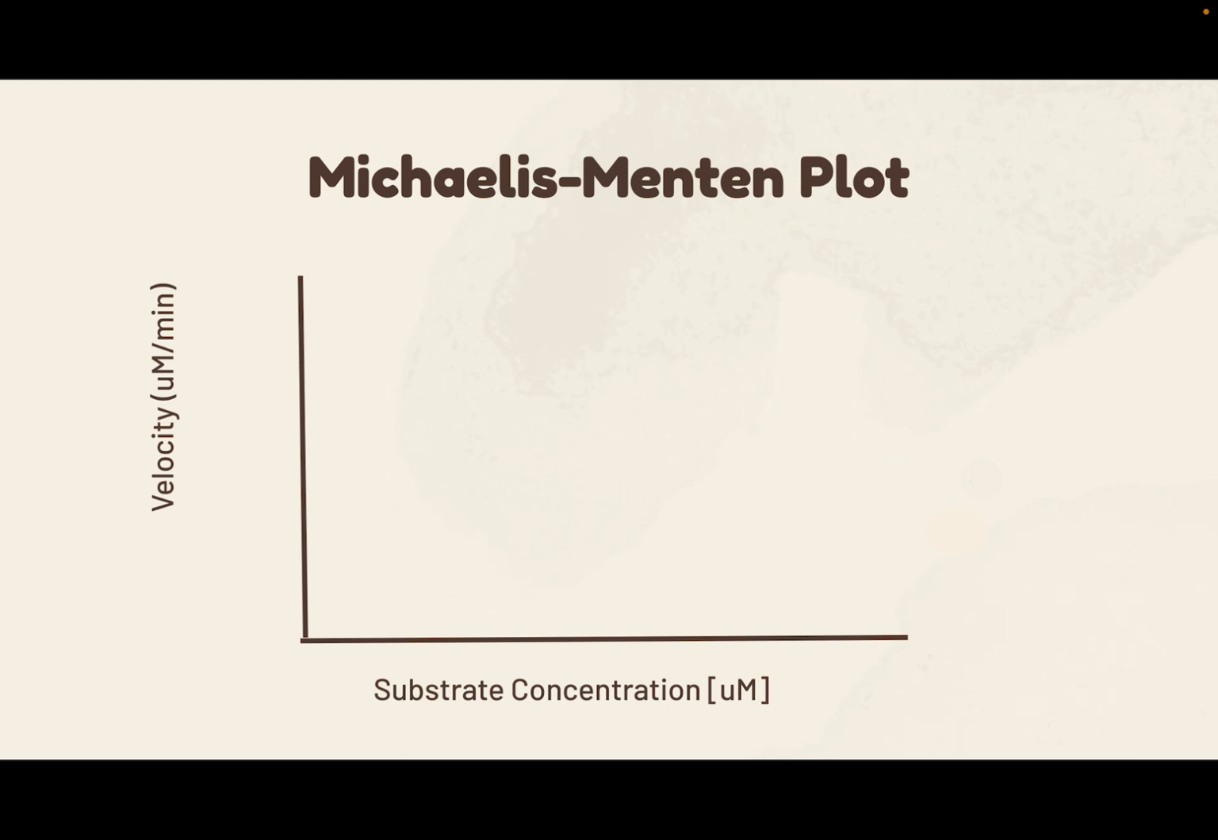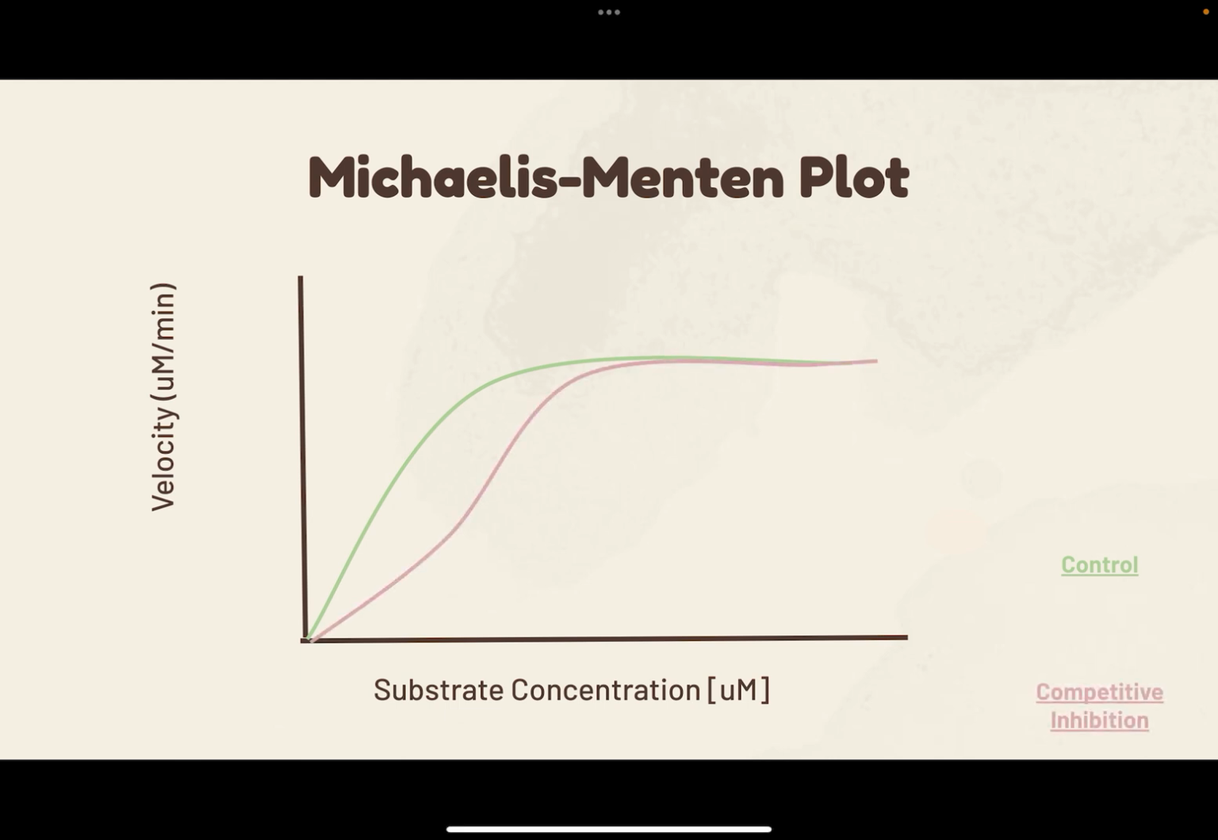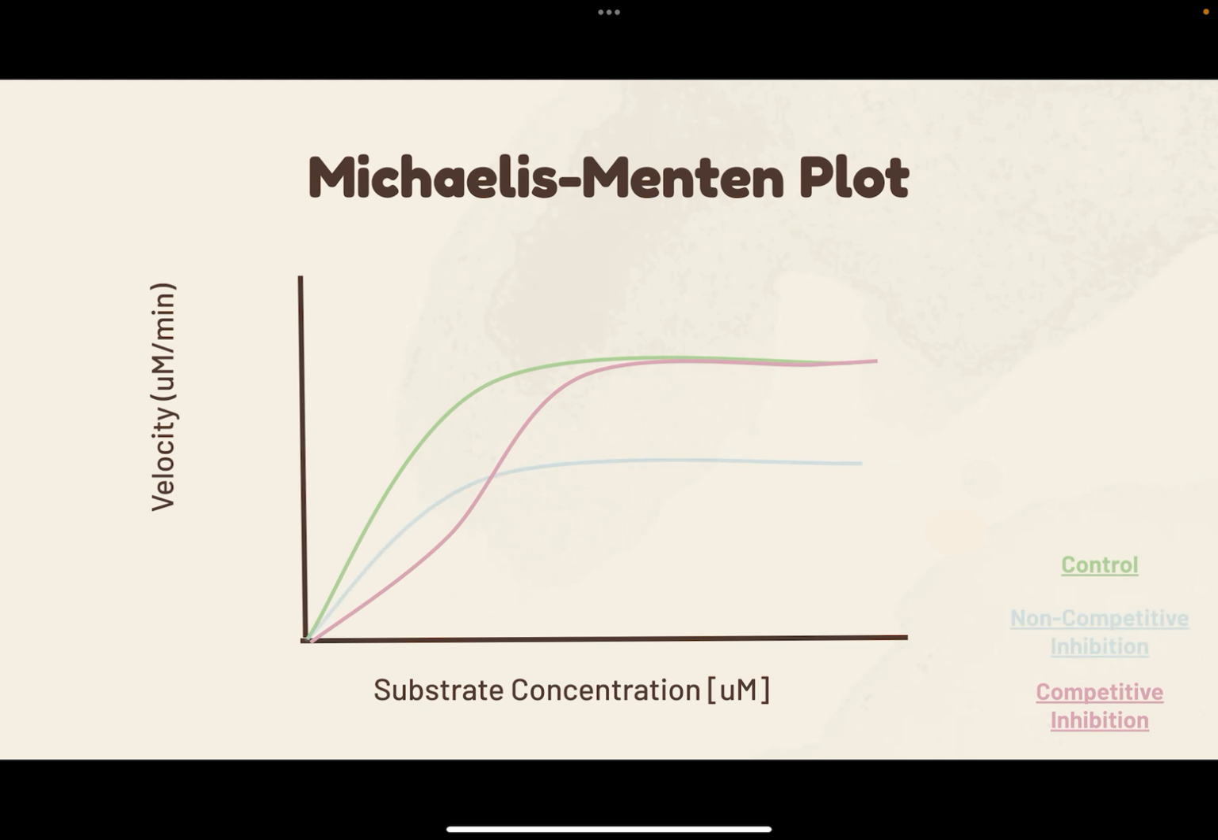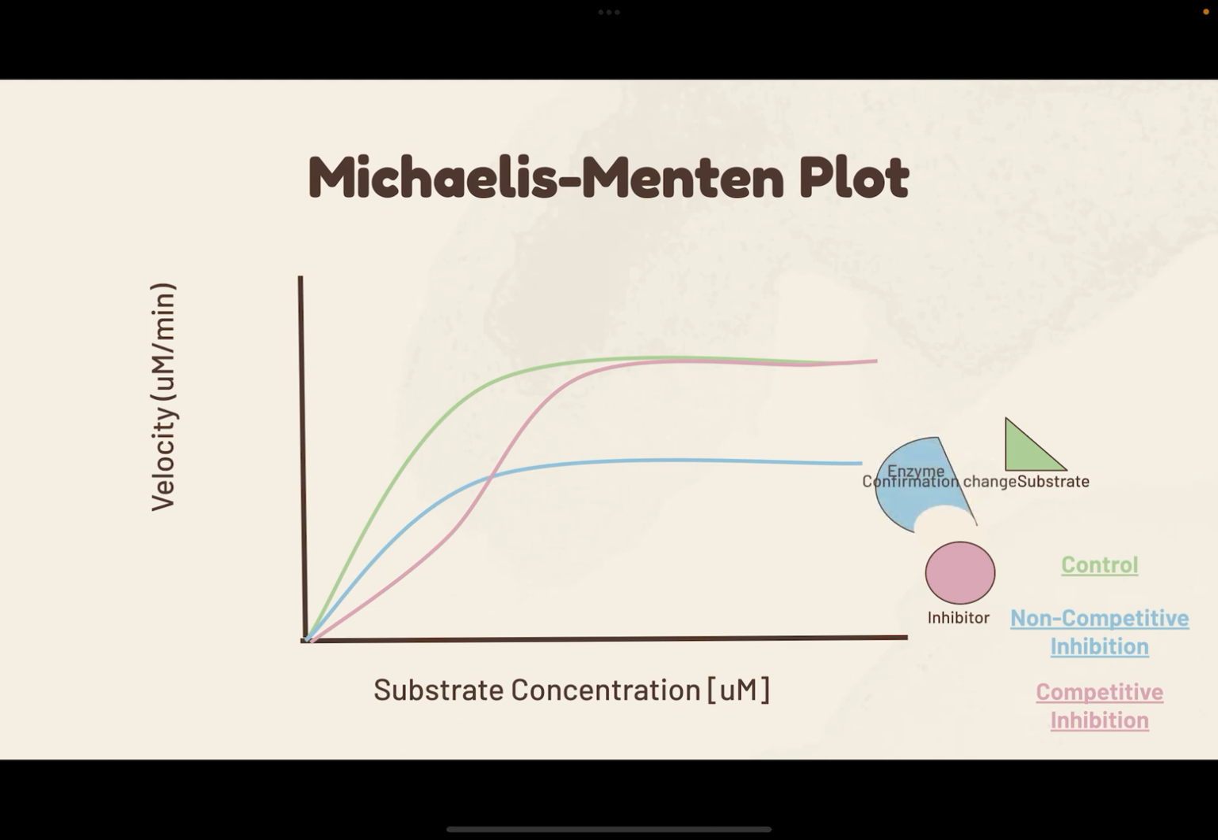It's used to plot three different enzyme catalyzed reactions, the first being the control. The second is competitive inhibition. This is where there's an inhibitor that blocks the substrate from binding to the enzyme. However, some of the substrate does bind but requires a much higher concentration of the substrate in order to proceed. The third is non-competitive inhibition. This is where an enzyme contains an allosteric site where an inhibitor can bind. This results in a conformation change of the enzyme affecting the substrate's ability to properly bind to the enzyme.